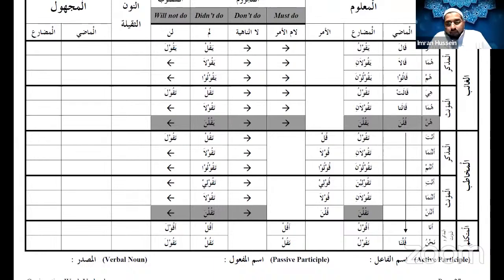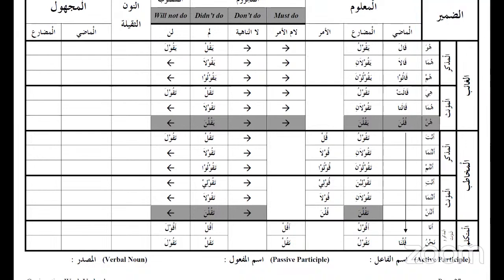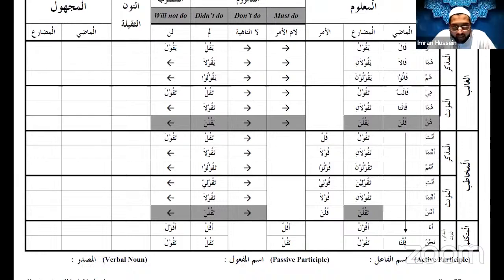MashaAllah. Present tense, yaqumu. Yakumu, yakumani, yakumuna, takumu, takumani, yakumna, takumu, takumani, takumuna, takumina, takumani, takumna, akumu, nakumu. MashaAllah.